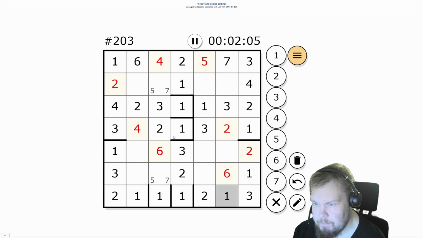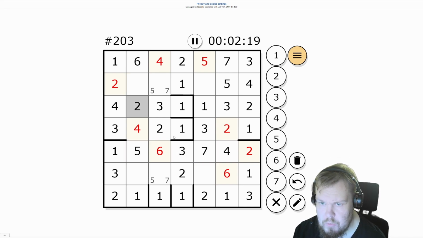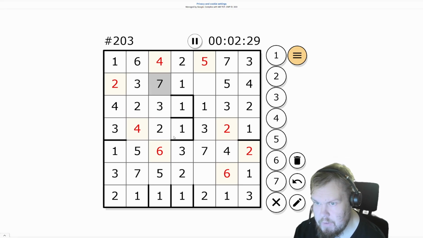Well, there was 3 already. So 4 and 5 are here, so this is 5 and this is 4. 1, 2, 3, 4, 5 and 7, so 7 and 5. 1, 2, 3 is missing, and 7. So 7 here, 3 here, so 5 here, 7 here, 6 and 4.